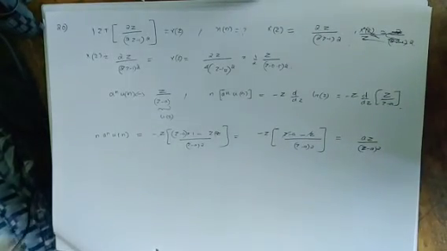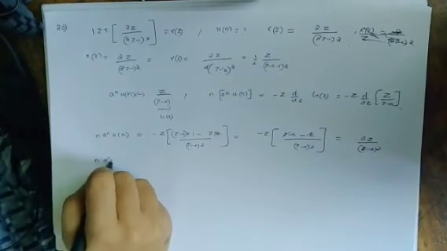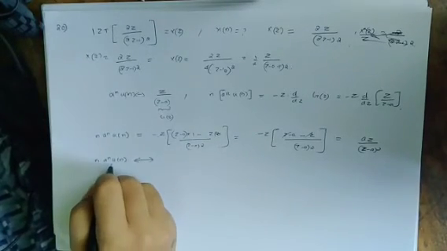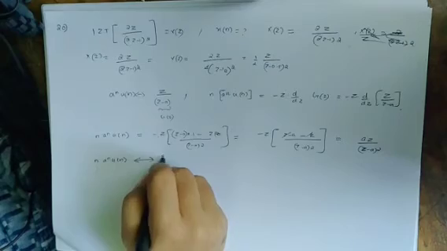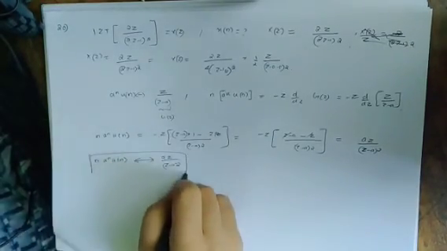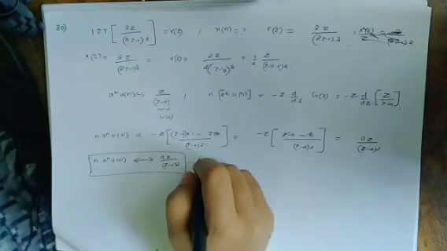Okay, so please keep this in mind, that is n into a^n u(n) will give us a z divided by (z minus a) the whole square. This is a very important conclusion.